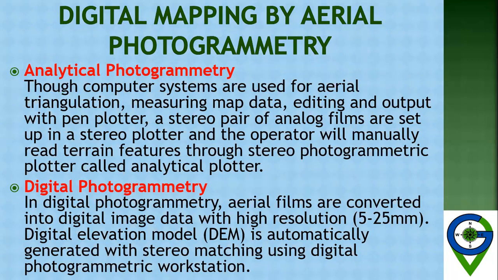Then digital photogrammetry. In digital photogrammetry, aerial photographs are converted into digital image data with high resolution, that is to say 5 to 25 millimeter, and a digital elevation model is automatically generated with stereo matching using a digital photogrammetric workstation. But the cost of digital photogrammetry is much higher than analytical photogrammetry.